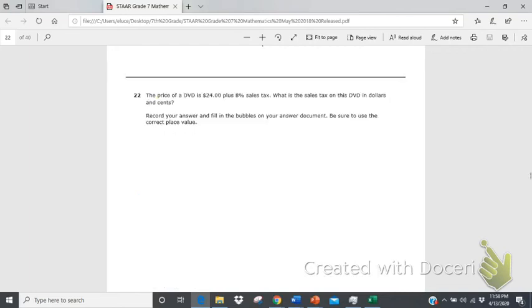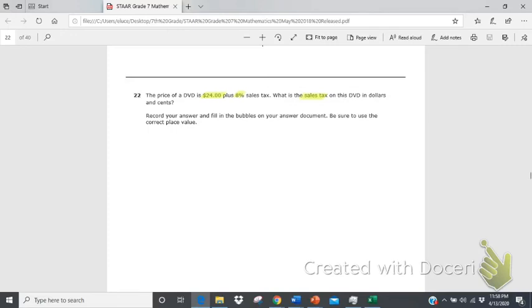All right, ladies and gentlemen, so the next one here. The price of a DVD is $24 plus an 8% sales tax. What is the sales tax on this DVD in dollars and cents? Ladies and gents, please make sure you read these questions carefully here. Sometimes they can ask you what the total cost will be, or in this case, what is the sales tax. Or they can take it a step further, where they'll tell you, okay, John has $30. He buys a DVD that's $24 plus 8% in sales tax. How much change should he receive? So just make sure you read these questions carefully.